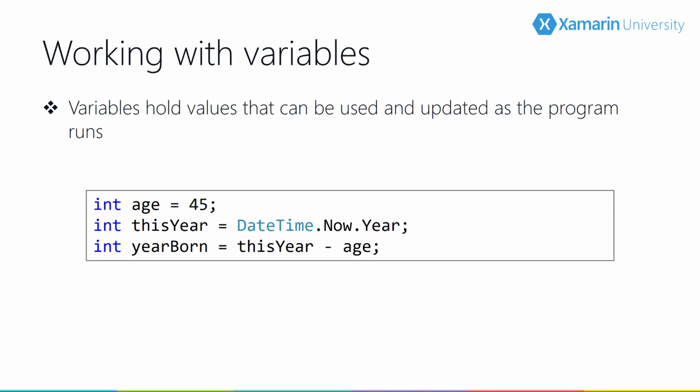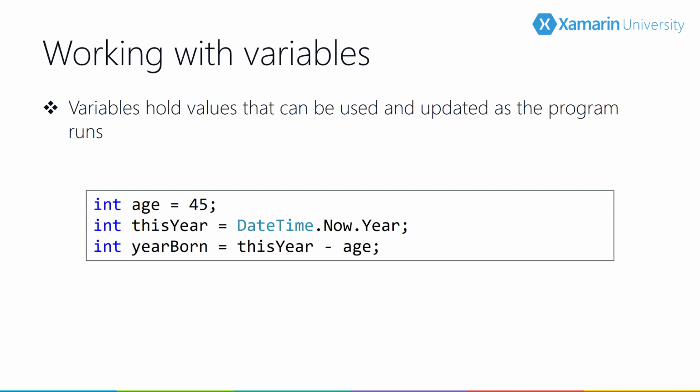Now, one thing you need to understand about a variable is, first, they are variables. They can change over time. But another thing you have to understand is that a variable can be treated as if it was its data. So anywhere you can use that data, you can use a variable. So for example, here we have a variable called age with the value 45. We have another variable called this year, which is pulling out the current year by saying DateTime.Now.Year. That's just a built-in API that we can use to retrieve the year as an integer.